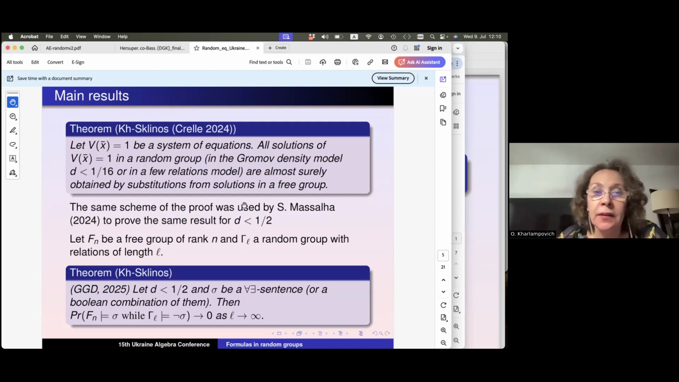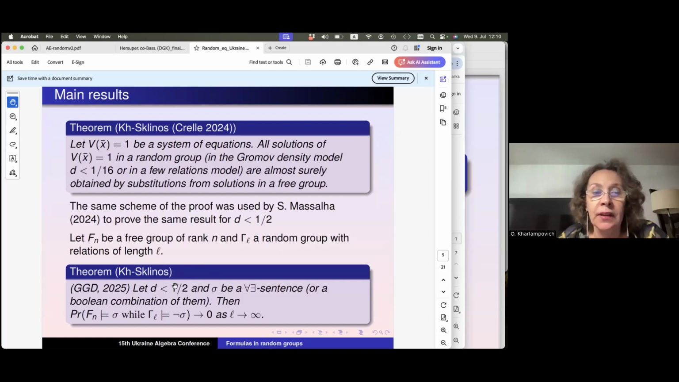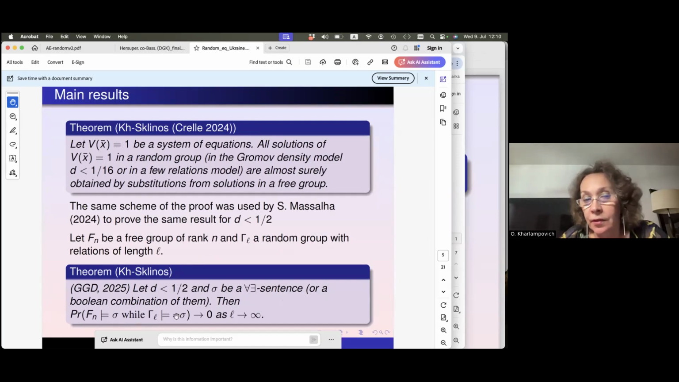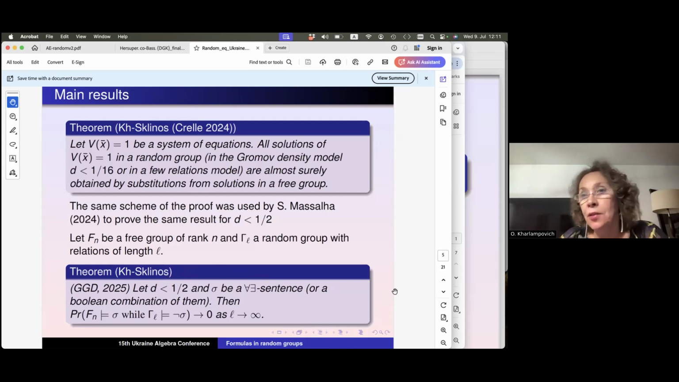Now, using the same scheme, Sadhya Masala proved recently that the same result is true for d less than 1/2. And then we can say, again a published result with Rizas, that if d is less than 1/2 and we have an IE sentence or a Boolean combination of IE sentences, then the probability that this sentence is true in a free group and wrong in a random group goes to zero as L goes to infinity. So the IE sentences which are true are the same in the free group and in this model of random group of density less than 1/2. And at the end, I will say about the same result with Rizas Klinas and Alexei Mesnikov for arbitrary sentences.